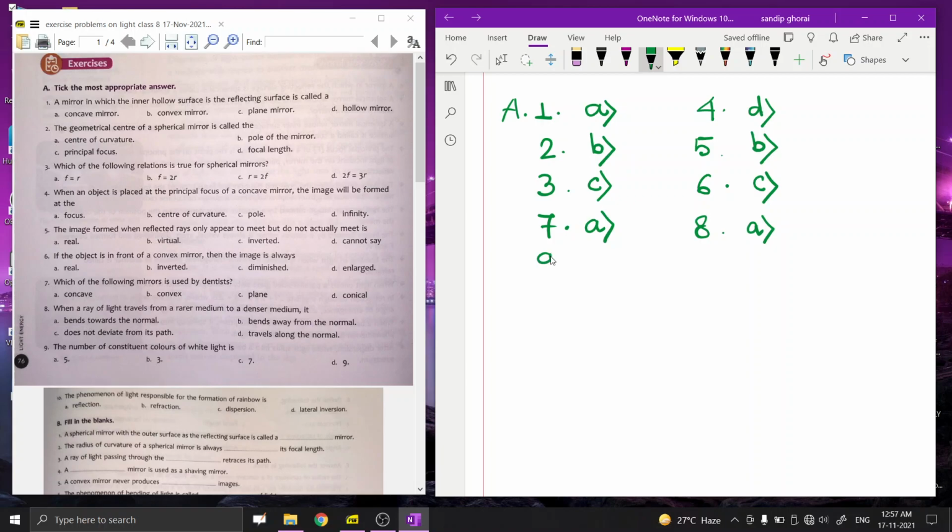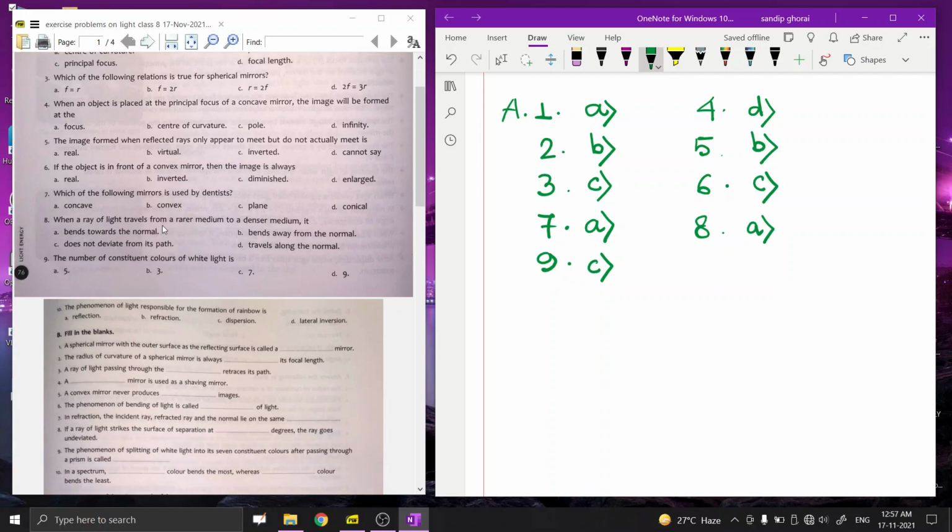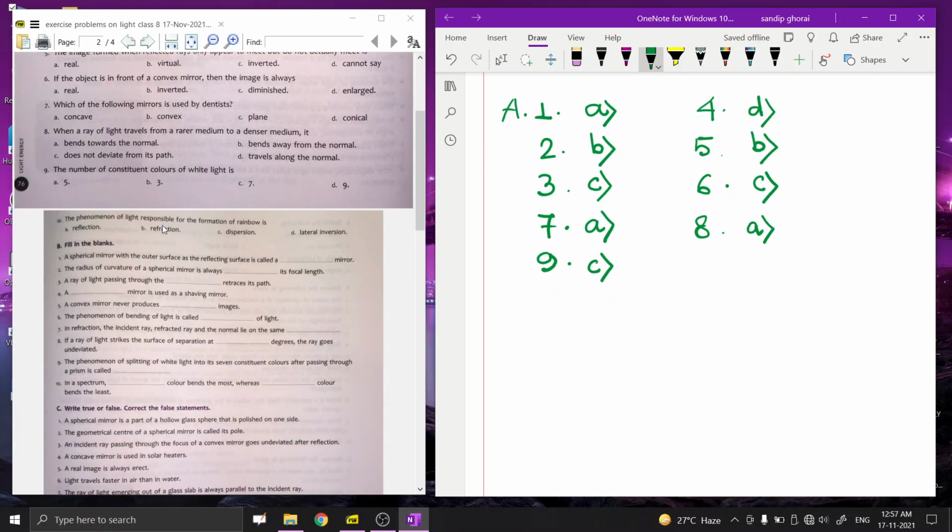Now we move to question number 9. The question is: the number of constituent colors of white light is. This is a very simple question. The answer is 7, that means option C. Now we move to question number 10. The question is: the phenomenon of light responsible for the formation of a rainbow. Simply, what is the answer?